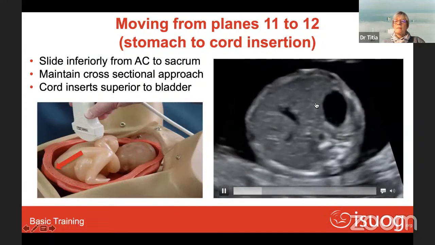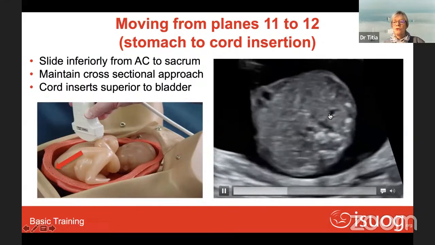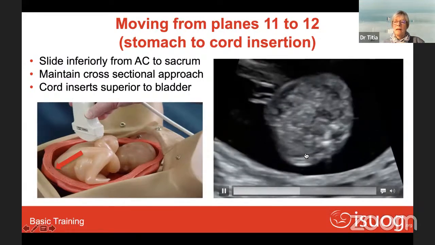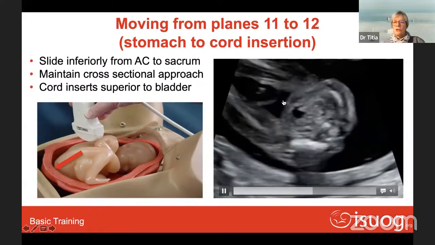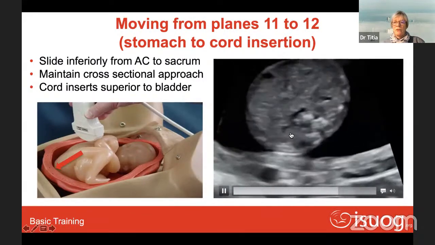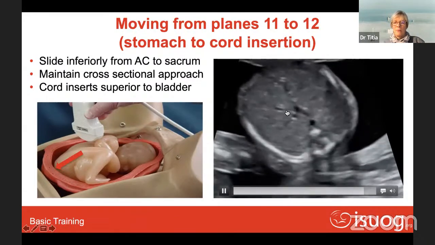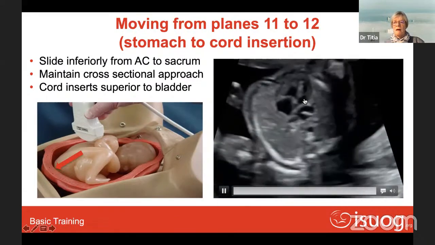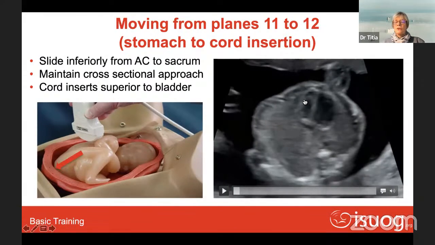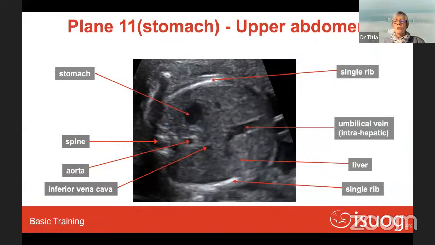So if the baby is really nice, it will let you see all those features. Here's the kidney, and there was the cord insertion. We will go up again, bladder, and I'll show you the kidney on this side. Yes, that's right, there is the stomach and the umbilical vein and the heart again. So those are the features that you are looking for. And to show you in a still is slightly easier.